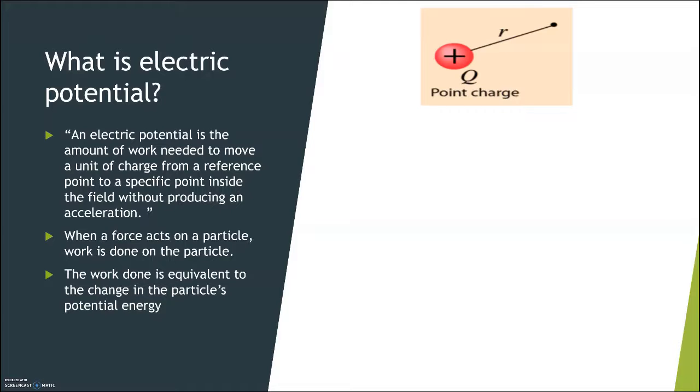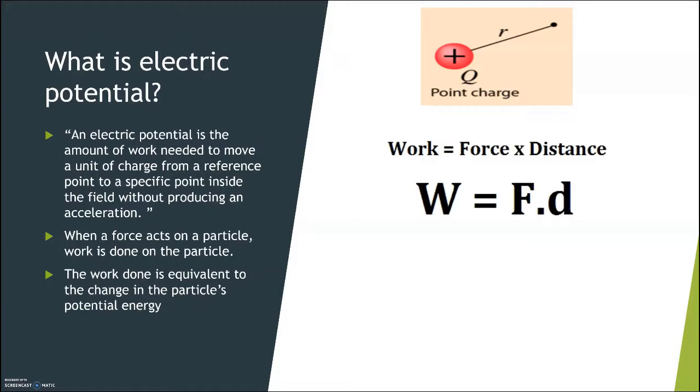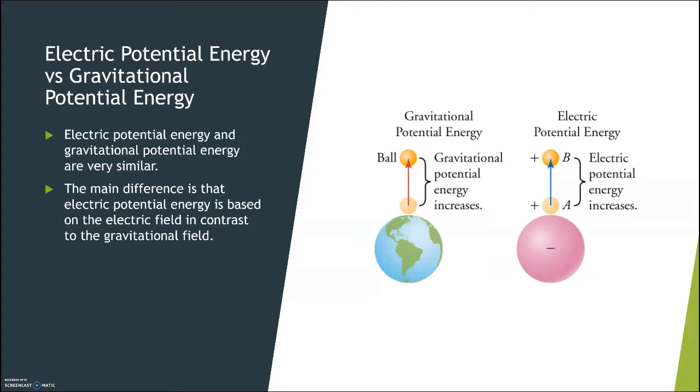We know that when a force acts on something and moves it a distance, there is work done on that force, by the equation work equals force times distance. And we also know that the work done is equivalent to the change in something's potential energy. So in this case, the work done on a particle is equivalent to the change in the particle's potential energy.